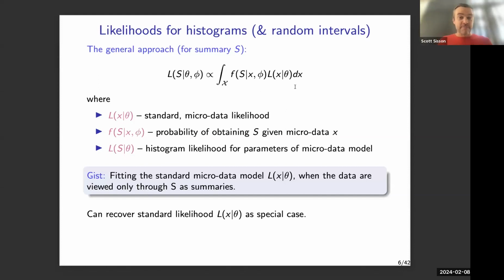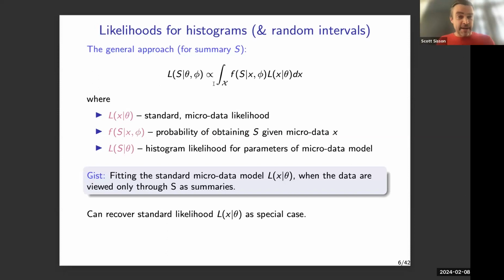So really we have a simple generative process under our model. Given theta, we're generating some data and then obtaining a histogram from it. And then via this integration, we can infer the parameters of the model that generates the underlying data, while we're just observing the histogram.